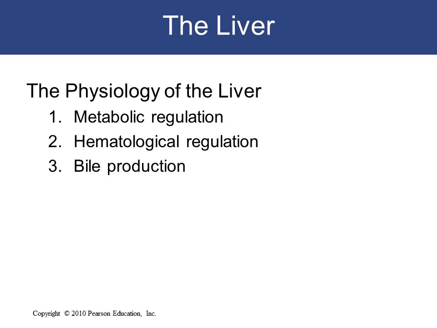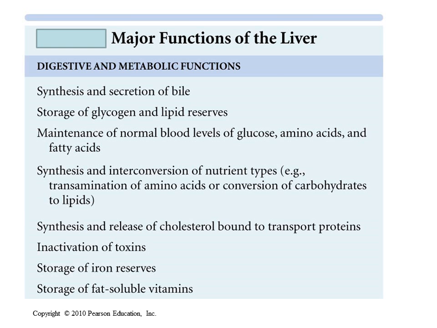The physiology of the liver, or the function of the liver, is categorized into 3. They help in metabolic regulation, hematological regulation, and bile production. And these functions will be spread across all the vital functions of the liver that will be listed. So these are the functions of the liver.